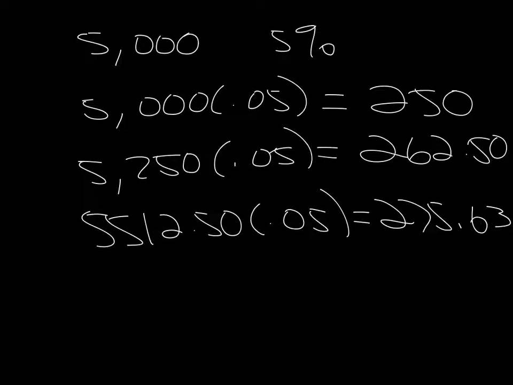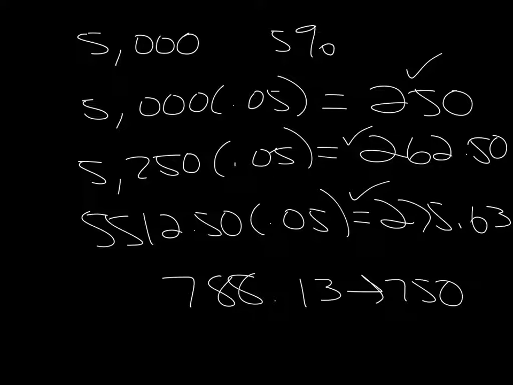So over the course of 3 years, the first year we'd been charged $250, the second year we had been charged $262.50, and the third year we had been charged $275.63. So if we add those three things together, we get $788.13. Now, if you remember, before we did 5,000 times 5% times 3, and we got $750. Now, if you think about this for just a minute, the $750 was the simple interest.